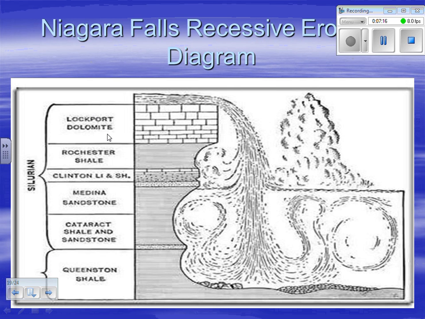The different rock formations we have there are in the Silurian period, which we'll get to later, the different ages, epochs, and eons of rocks. We have the Lockport dolomite on top of the Rochester shale, on top of the Clinton limestone and shale, the Medina sandstone, Cataract shale and sandstone, and Queenston shale. So we have alternating layers of harder and softer rock, and Niagara Falls is undermining or cutting back into the exposed rock wall.